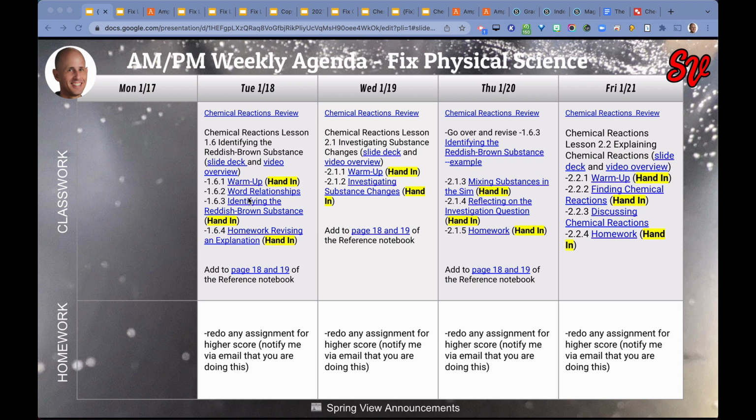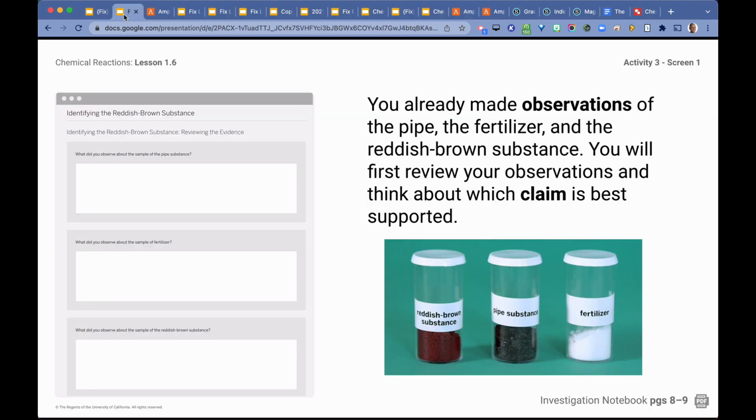Alright, so this week we did lesson 1.6, Identifying Reddish-Brown Substances. Let's take a look at the activity that I graded, Identifying the Reddish-Brown Substance. Students already made observations of the pipe fertilizer and the reddish-brown substance. If students are absent, I have a picture right here showing those materials that we observed in class.